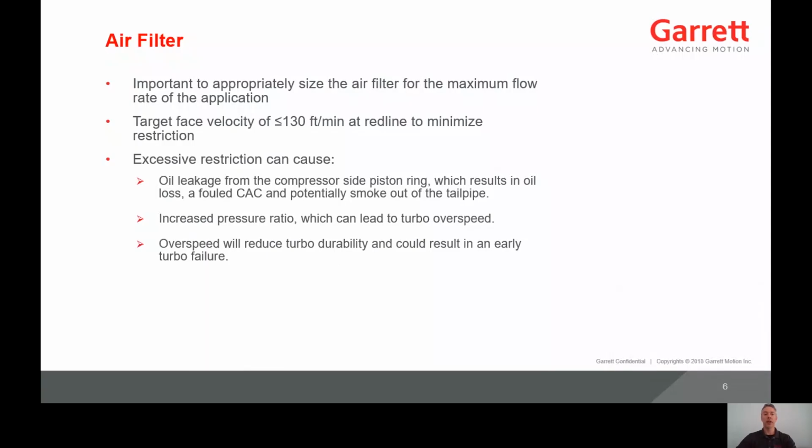It is important that the air filter is sized for the maximum flow rate of the application. The target face velocity is equal to or less than 130 feet per minute at redline to minimize restriction. Excessive restriction can cause oil leakage at the compressor side piston ring, which results in oil loss, a fouled charge air cooler, and potentially smoke out of the tailpipe. Excessive restriction can cause an increased pressure ratio, which can lead to turbo overspeed. This overspeed then can reduce turbo durability and can result in an early failure.